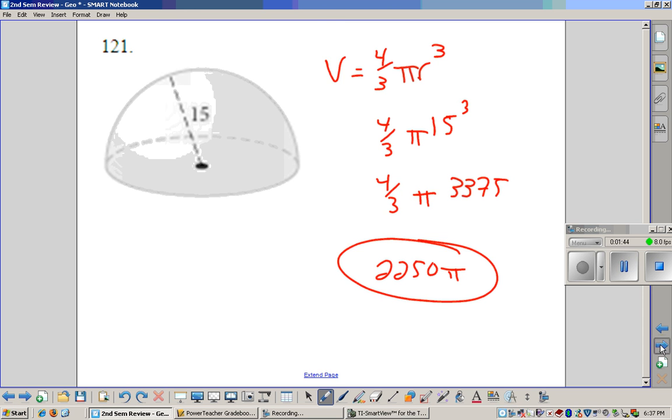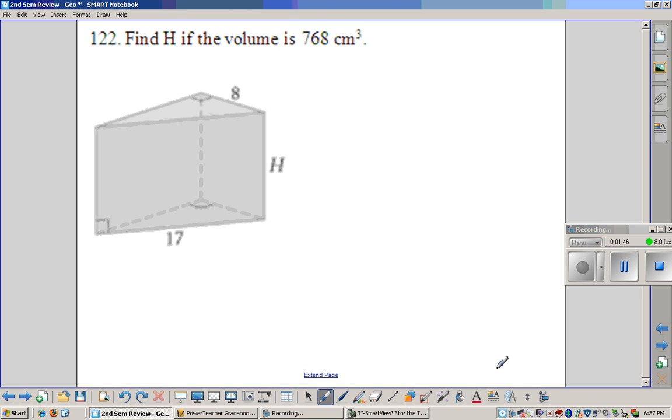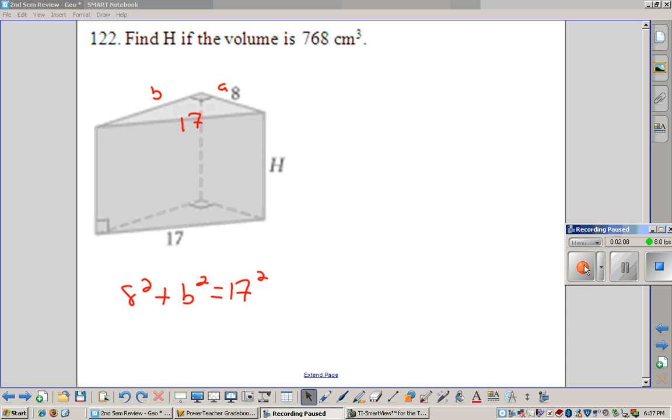Okay, on to the next one. This is a triangular prism. And the only thing tricky about it is they didn't give us the base and the height. So this is 17. We're going to use a squared plus b squared equals c squared. So 8 squared plus b squared equals 17 squared. And then we're going to find the value of b, which I'll do off screen for a second.